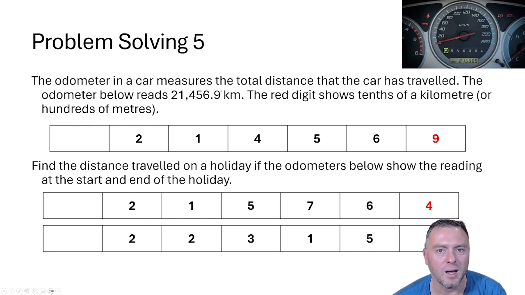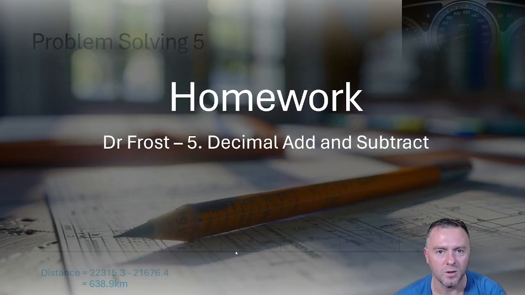An odometer in a car measures the distance the car has traveled. The odometer reads below. So this one here says 21,456.9 kilometers. The red digit shows the tenths of a kilometer. Find the distance traveled on a holiday. The odometer below shows the reading from the start, which is the first one, and then the end underneath it. And basically you just need to take those two numbers away, and you got 638.9 kilometers.